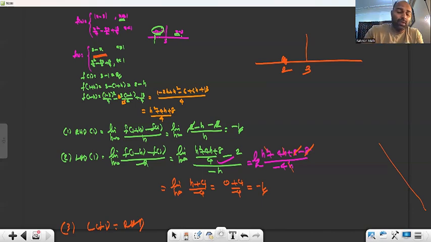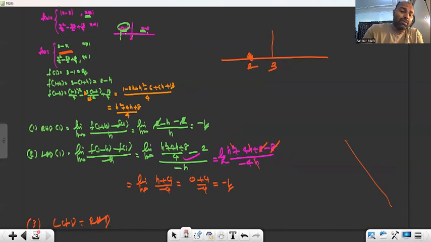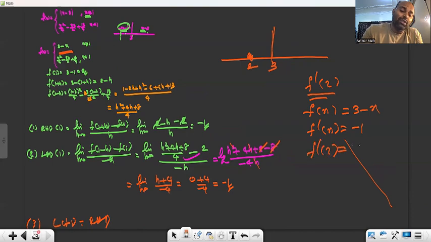This is a tricky question. They're asking what is f dash of 2. To find f dash of 2, first you have to identify what is f of x. F of x I told you already, the function we already wrote is 3 minus x. Is it? So f dash of x equal to minus 1. So f dash of 2, there is no x value to substitute, so f dash of 2 is minus 1 only.